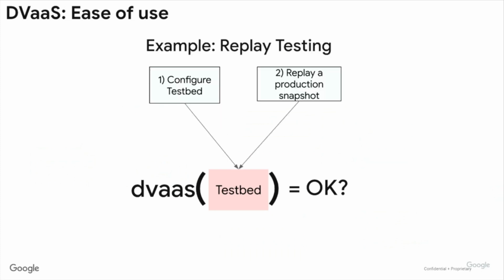And as a quick example of where we use this now in the real world at Google, we have this replay testing where we configure the test bed first, we replay our production snapshot, and then we run DIVAS. And now it tells us, does this production snapshot, which we can update however often we want, work correctly? And that's been a very, very powerful protocol.